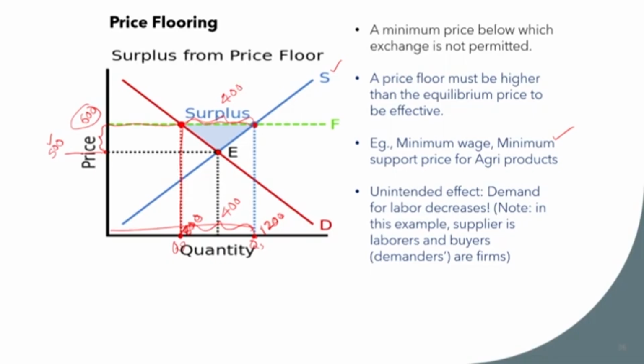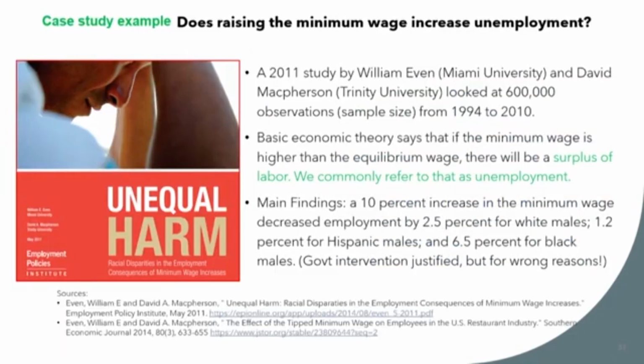So the unintended effect is that demand for labor decreases. This is nothing but unemployment for laborers. I'm just showing you a case study example. Does raising the minimum wage increase unemployment? This is a 2011 study by William Even and David Macpherson. They looked at a large number of observations from 1994 to 2010.